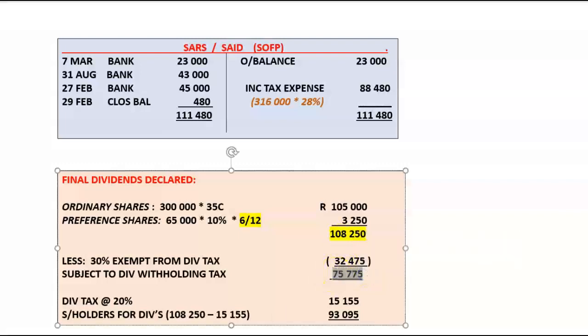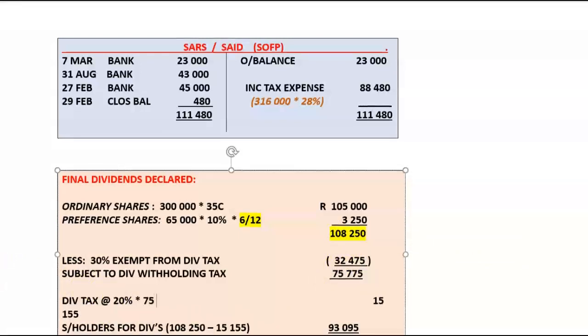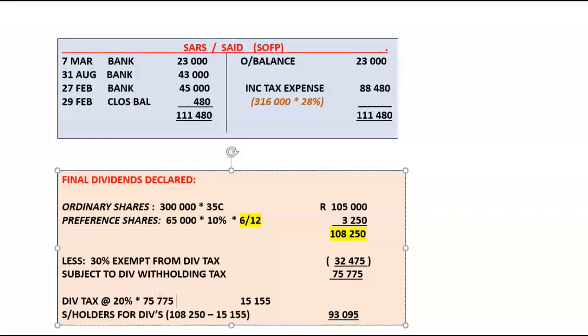75,775, those shareholders have to pay 20% dividend withholding tax. 75,775, and that then gives us a total of 15,155. So, who is going to pay? The total amount of 108,250 was declared. 15,155 has to be paid over to the receiver of revenue. So 93,095 will be paid to our shareholders themselves.